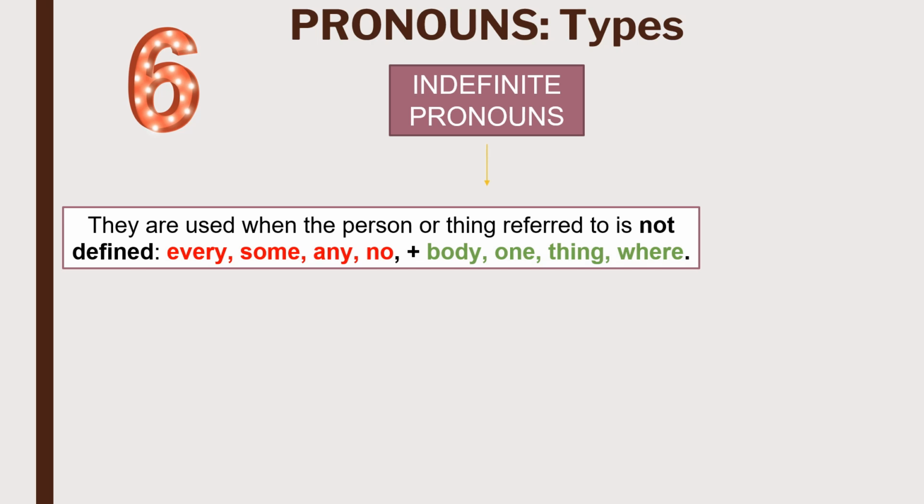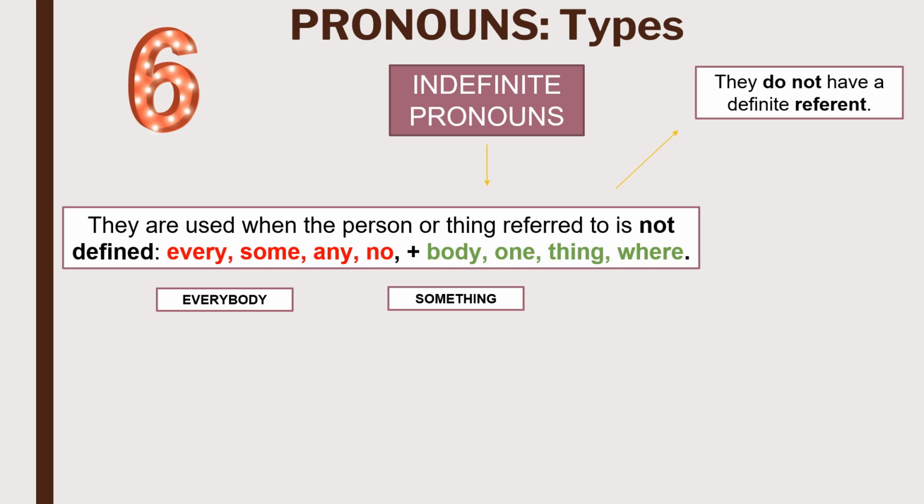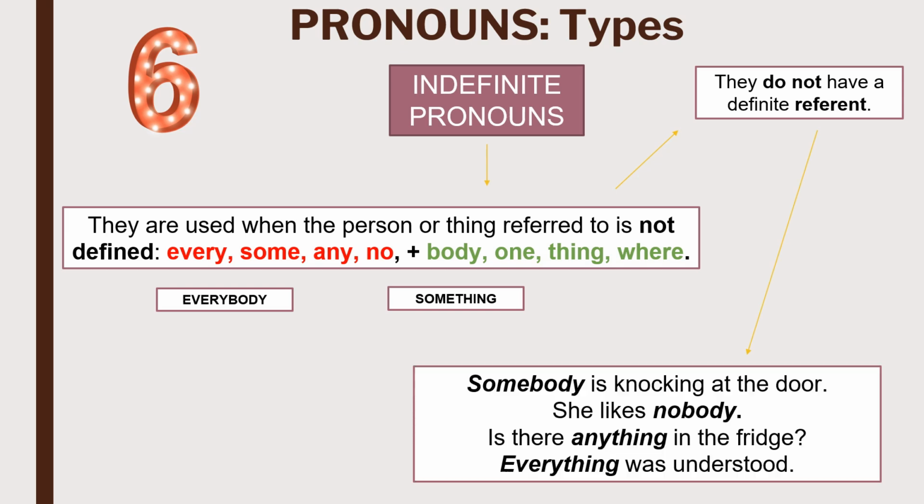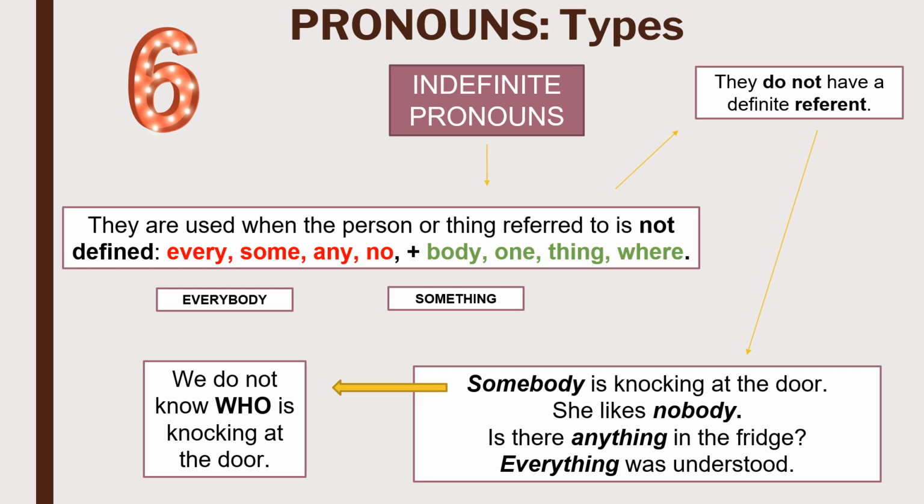So, for instance, if we combine every plus body, we get the indefinite pronoun everybody. And if we combine some plus thing, we get the indefinite pronoun something. These pronouns are called indefinite because they do not have a definite referent in the discourse or in the world. So, for example, in somebody is knocking at the door, we do not know who is knocking at the door. That is, the referent is not defined.